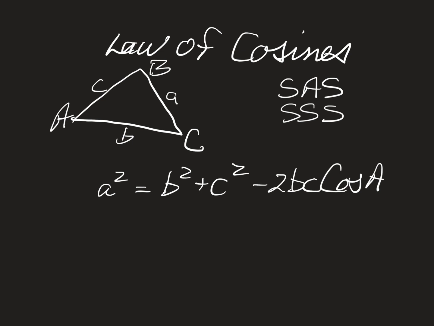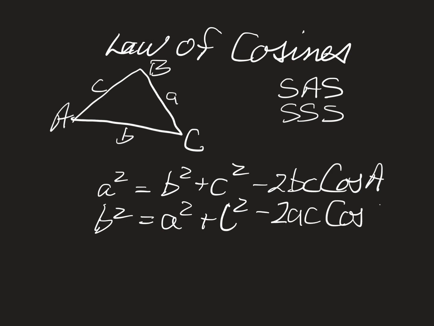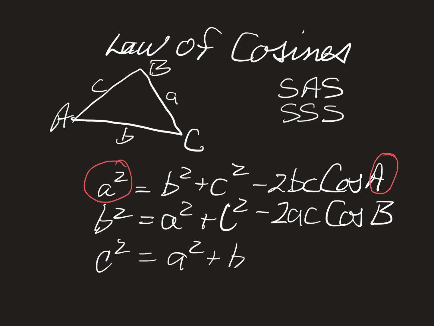Now, because we could relabel all these sides, you can basically rewrite the law of cosines in two more different ways. What I want you to recognize, if you were trying to memorize this, is that the side squared is equal to something involving the angle on the other side. And finally, the last one is c squared equals a squared plus b squared minus 2ab cosine of C. So those are the three formulas.